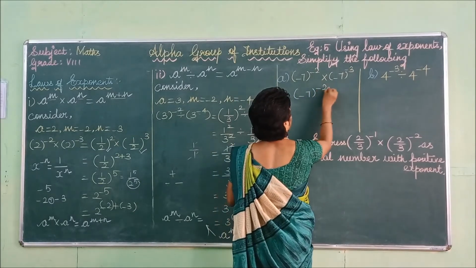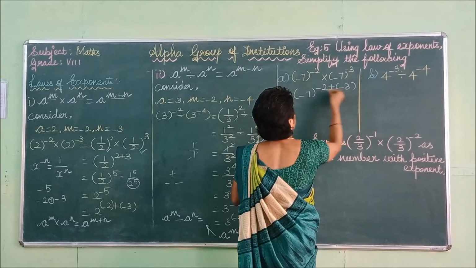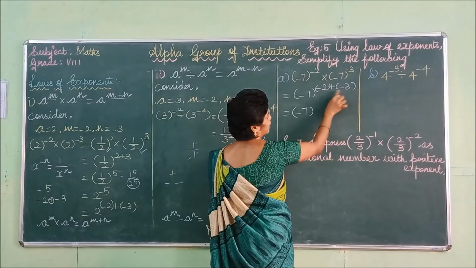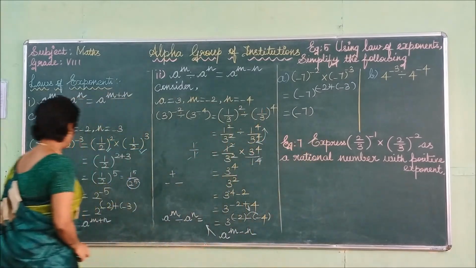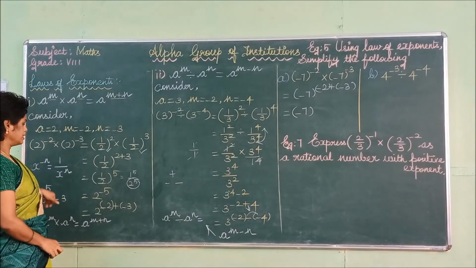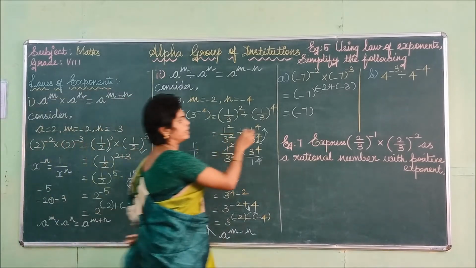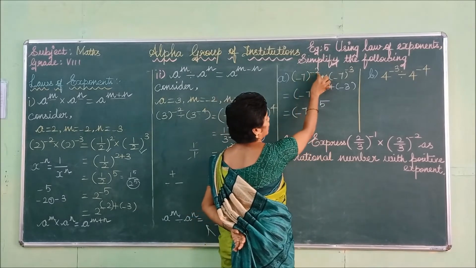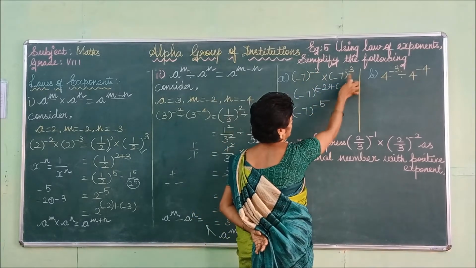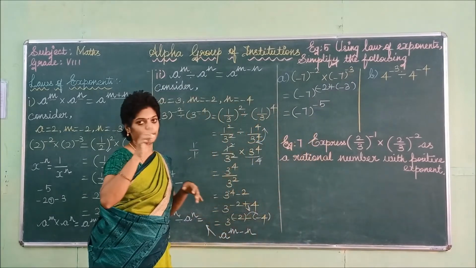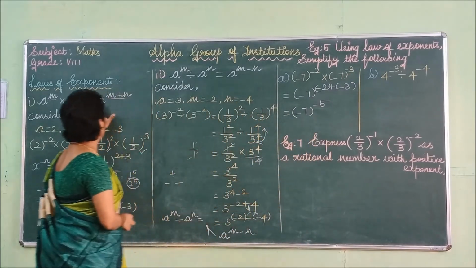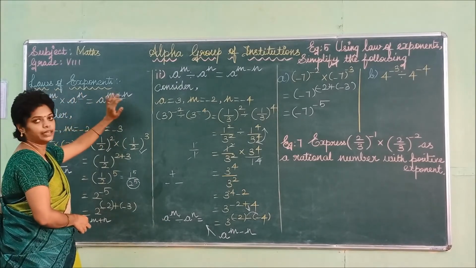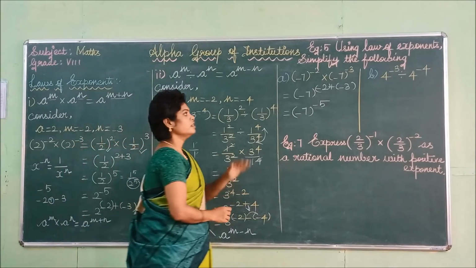Adding the powers, minus 2 plus minus 3. So both are negative, you can add and write. Minus 2 plus minus 3 is what? Minus 5. So you can write the minus 5 there. So your answer is minus 7 whole power minus 2 into minus 7 whole power minus 3 means answer is minus 7 to the power minus 5. So use this first law, it is multiplication. A to the power m into a to the power n, which is a power m plus n. Powers must be added.